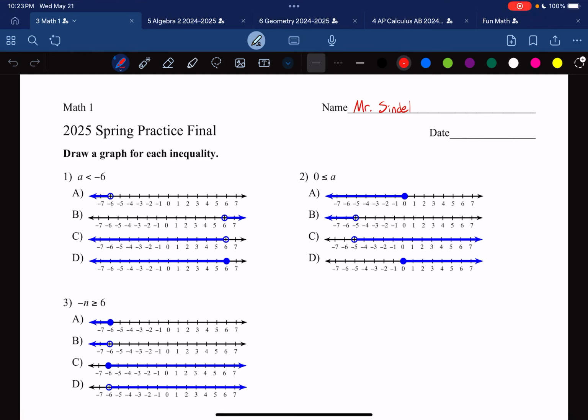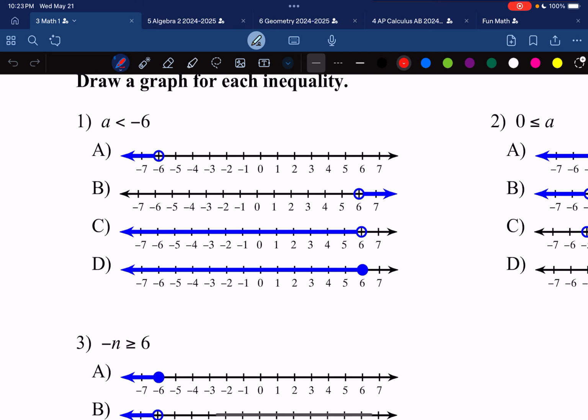This is Math 1's 2025 Spring Practice Final. Let's dive in. Number 1, we're trying to solve the inequality.